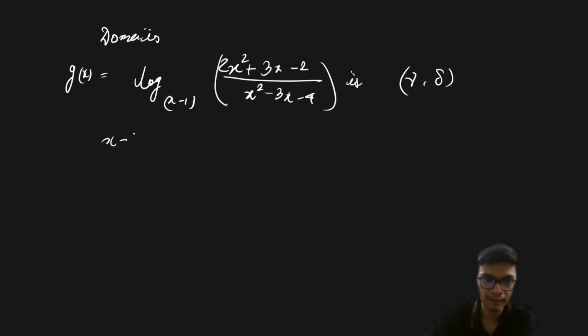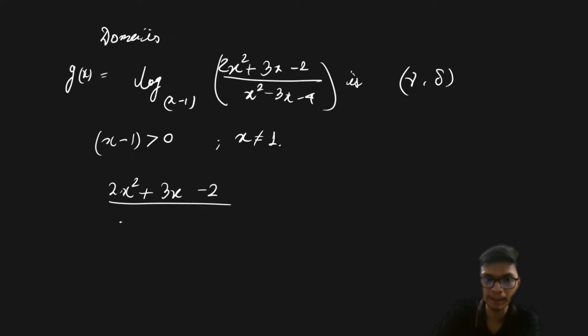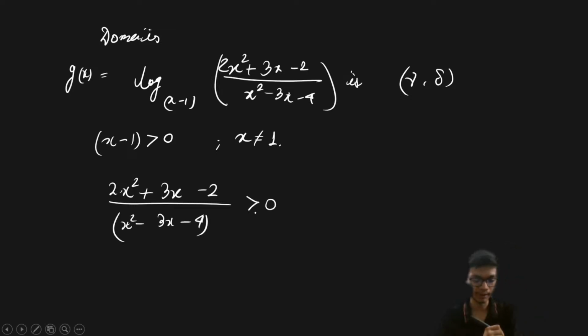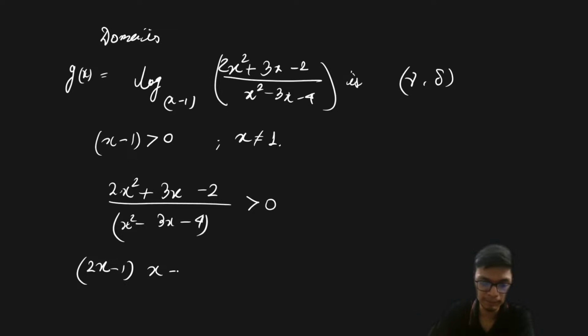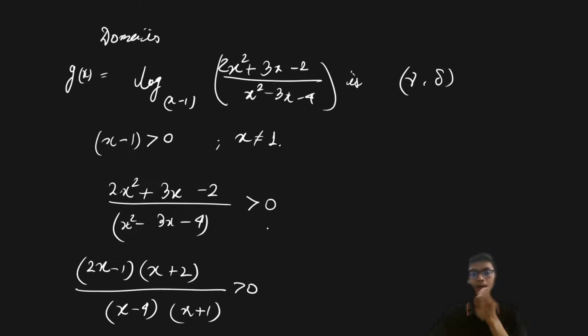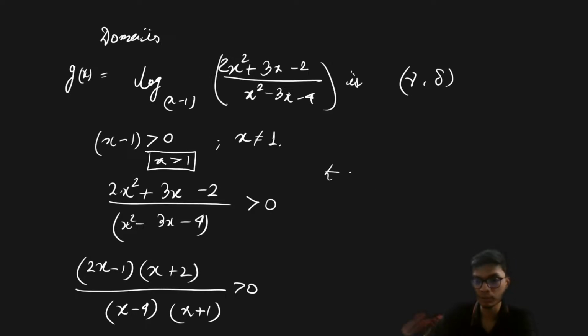So from this, the condition is x minus 1 should be greater than 0 and x should not be equal to 1, right? Along with that, the expression (2x squared plus 3x minus 2) divided by (x squared minus 3x minus 4) should be greater than 0. If we simplify this, we get (2x minus 1)(x plus 2) divided by (x minus 4)(x plus 1) greater than 0. From the base condition we get x greater than 1, and from this part I will use the Wavy-Curve method.